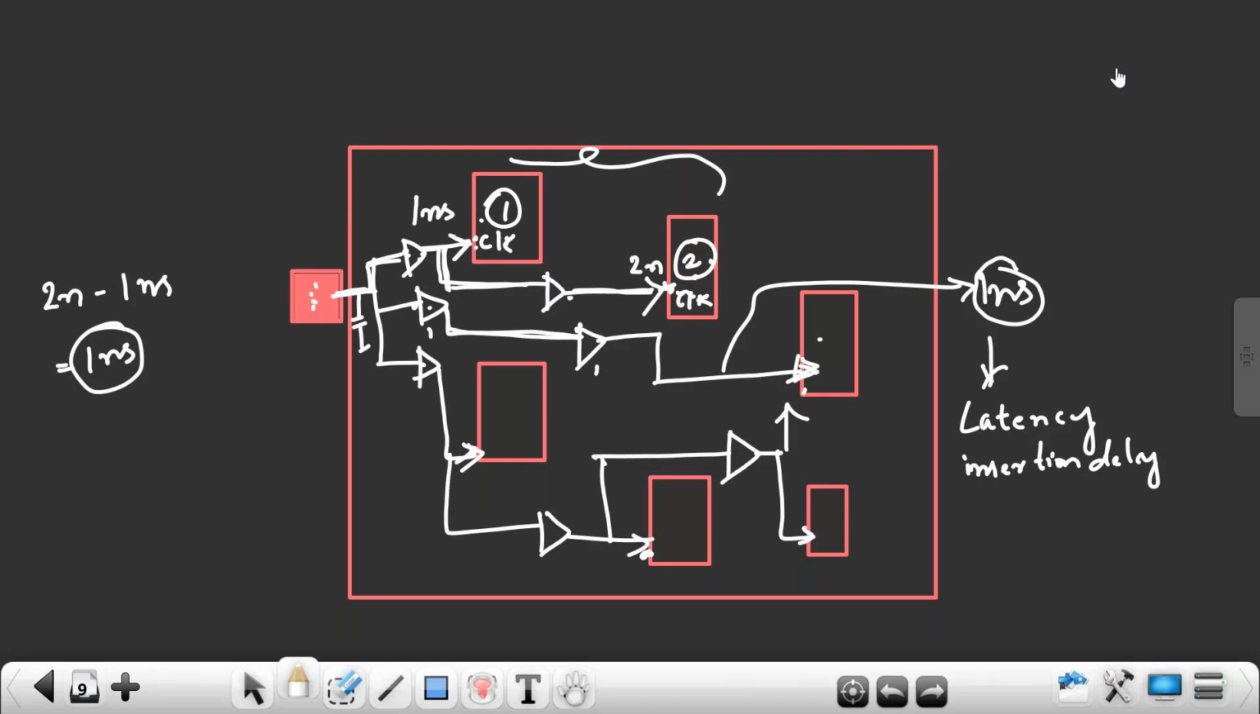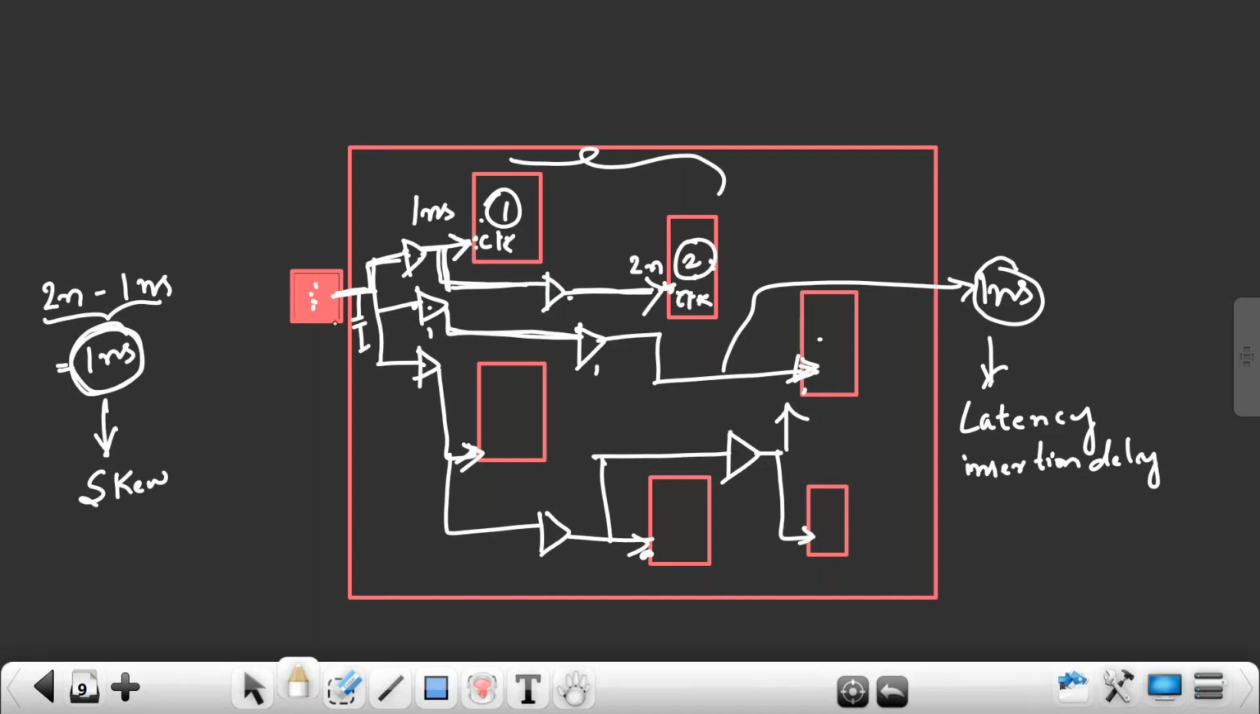Yes, skew is always between two flip-flops. Skew is not defined for only one flip-flop. Skew is the time difference between the clock reaching both flip-flops. So for this flip-flop, it is reaching at 2 nanosecond, for this flip-flop at 1 nanosecond. If I subtract, whatever result I get, this is called skew. Skew is always calculated between two flip-flops.